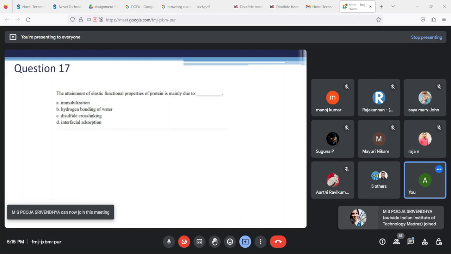So going to question 17. The attainment of elastic functional properties of protein is mainly due to A. Immobilization, B. Hydrogen bonding of water, C. Disulfide cross-linking, and D. Interfacial adsorption. So because of what do the elastic properties of protein prevail?